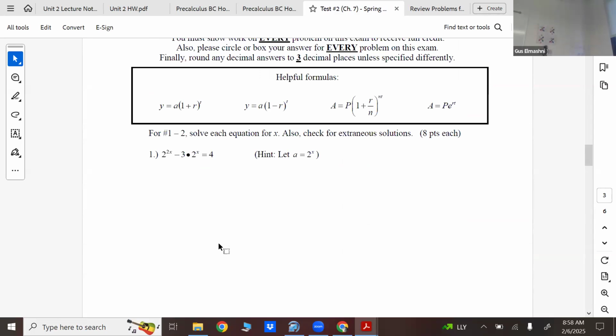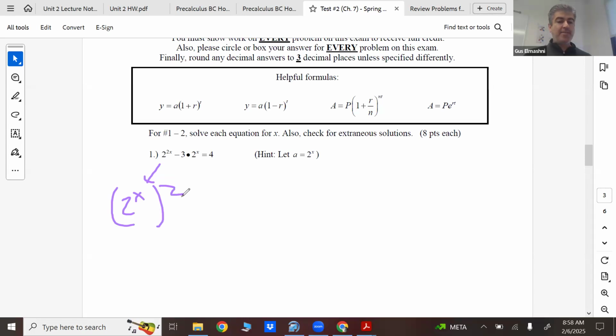So yeah, 2 to the 2x minus 3 times 2 to the x equals 4. What you can do is replace 2 to the x with a different letter, any letter you want. I call it a. So that becomes 3a. Then you have 2 to the 2x. How would I write 2 to the 2x in terms of a? 2 to the x, to the 2. Okay, good. That's a good start.